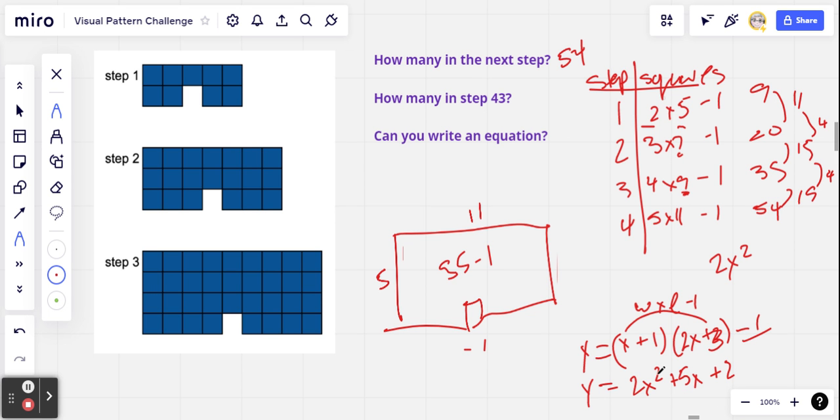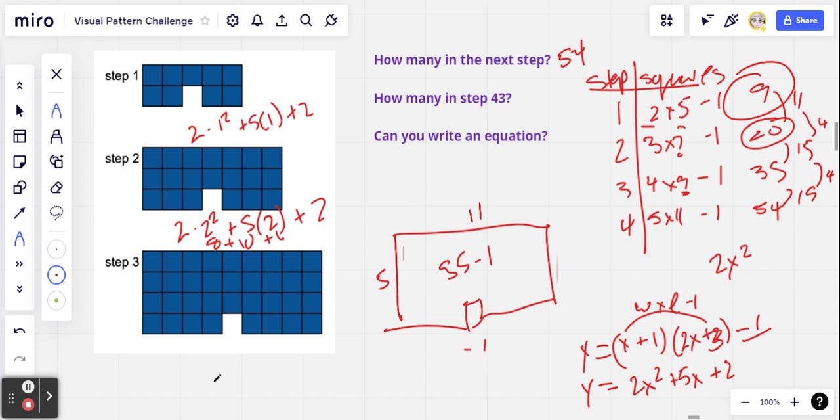Let's just test quickly if that works. So 2 times 1 squared plus 5 times 1 plus 2. Well, that would be 2 plus 5 plus 2. That would be 9. Yep, that's how many we get in step 1. What about step 2? That'd be 2 times 2 squared plus 5 times 2 plus 2. And 2 squared is 4 times 2 is 8, so that'd be 8 plus, and 5 times 2 is 10, plus 2, that adds up to 20. Yeah, that's what we're getting. You can go ahead and test this with step 3 and step 4 if you want to, but I'm pretty sure this is our equation. So y equals 2x squared plus 5x plus 2.